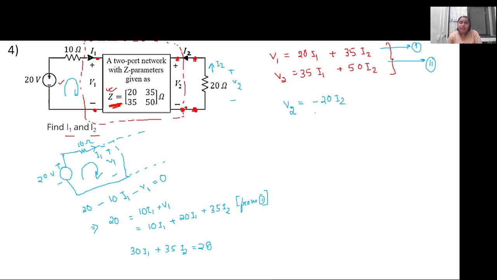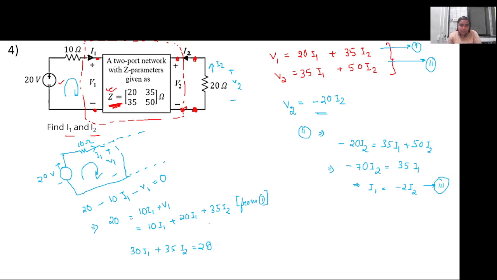Now putting this condition of V2 in equation 2, we get minus 20 I2 will be equal to 35 I1 plus 50 I2, right? If we simplify this, taking I2 to the other side, it will become minus 70 I2, 50 plus 20, will be equal to 35 I1. So I1 will be equal to minus 2 into I2. This is the third equation we have.